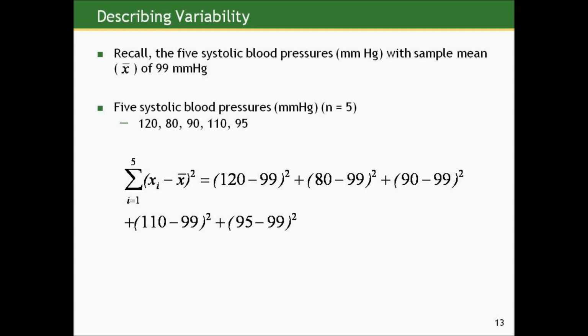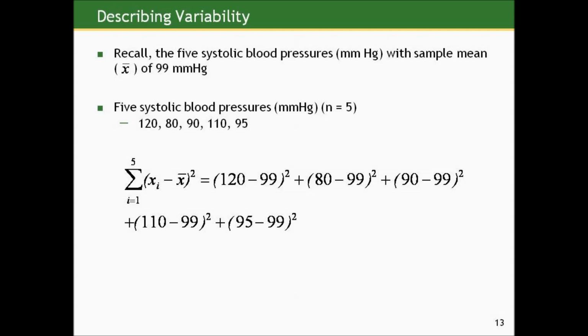So that we take the first value, 120, subtract 99, square that, then the second value, 80 minus 99, square that, etc. And if you carry the math through on this and work it out, this total sum turns out to be 1,020. What is the units of measurement here?